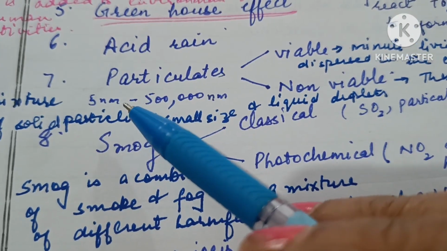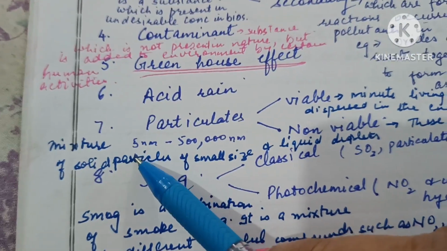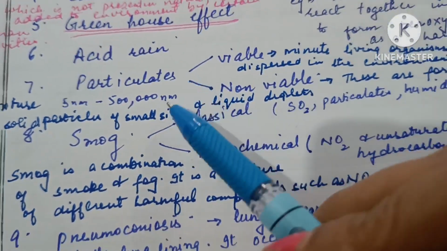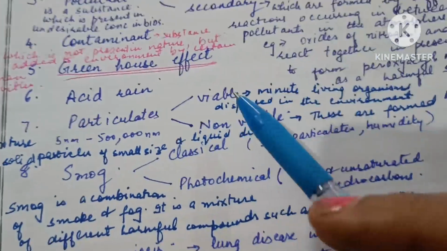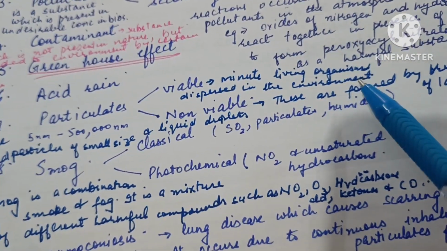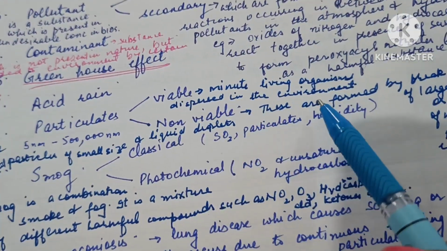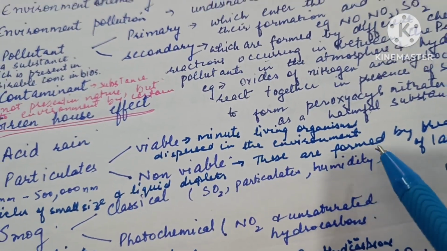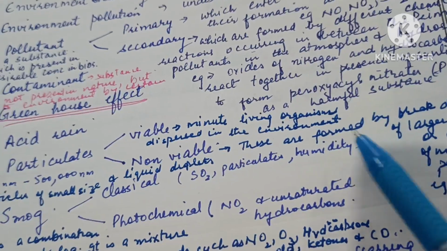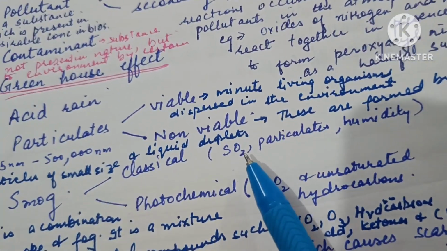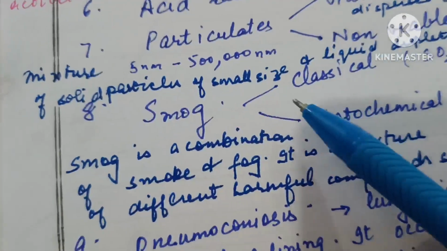Particles having size between 5 nanometer to 5 lakh nanometer are called particulates. They are of two types, viable and non-viable. Viable are minute living organisms dispersed in the environment. Non-viable are formed by breakdown of solid particles of small size and liquid droplets.